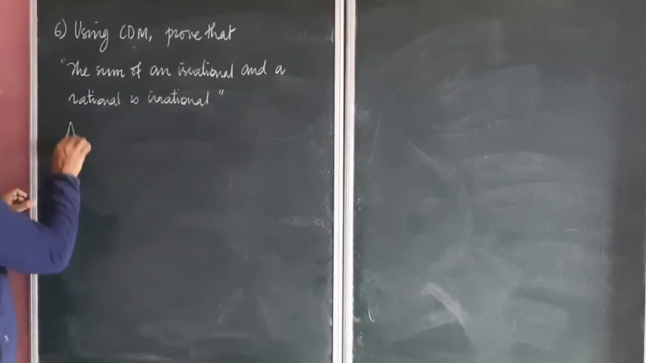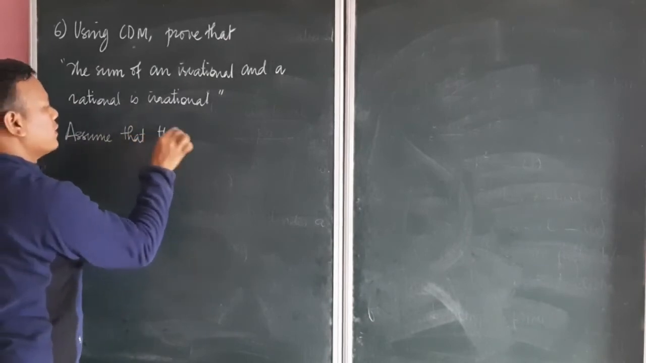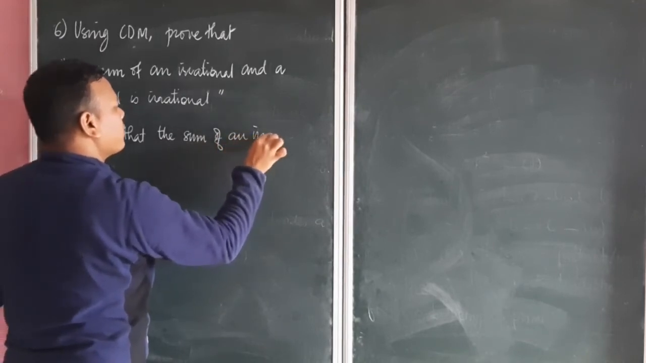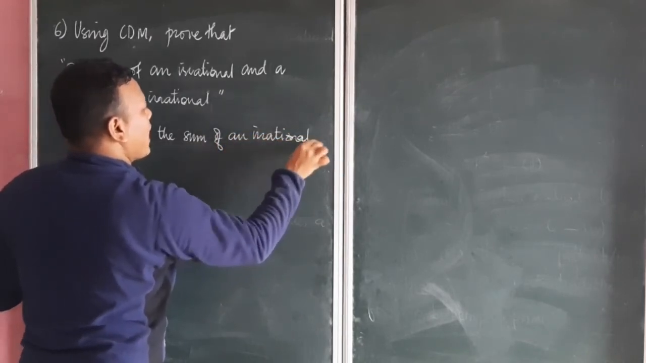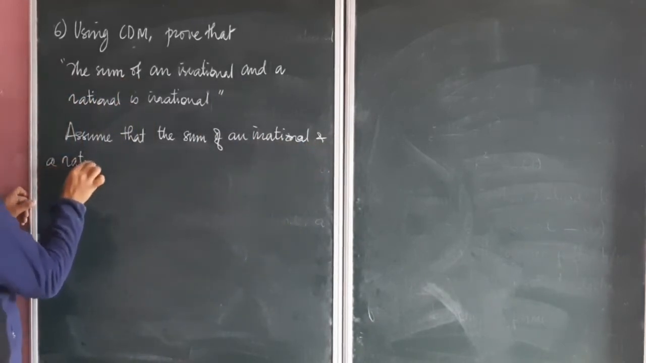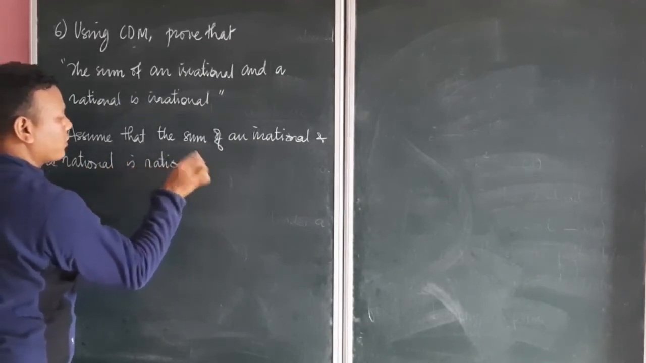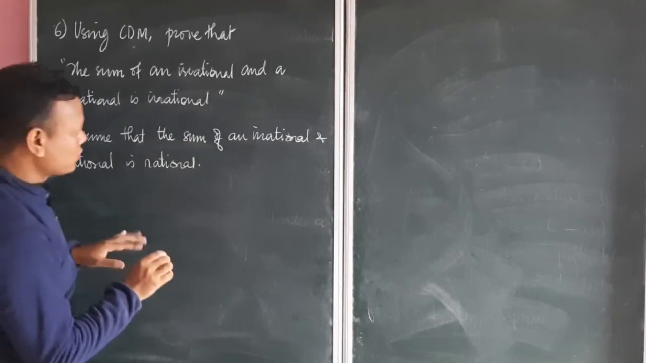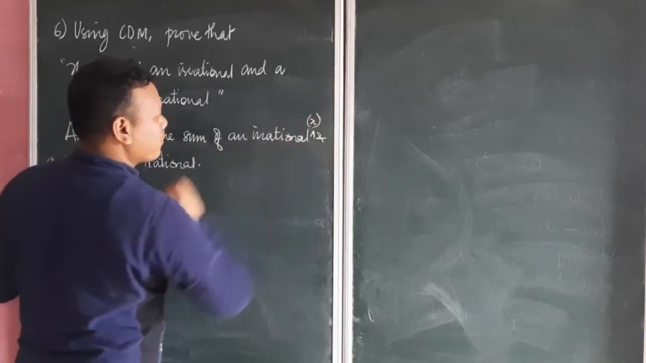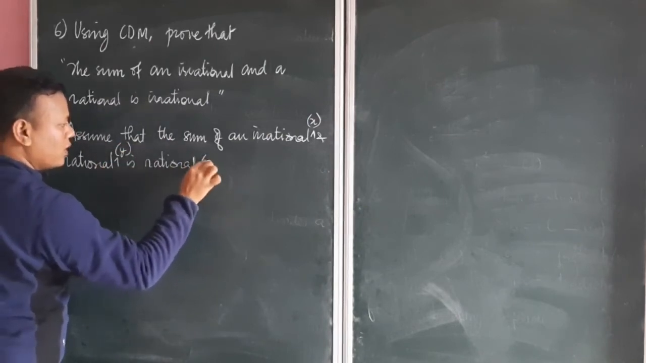Alright, so assume that the sum of an irrational and a rational is rational. So that's what is my assumption. Okay, so let me write the irrational number to be x. Let me write this rational number to be y, and let me write the sum to be z.